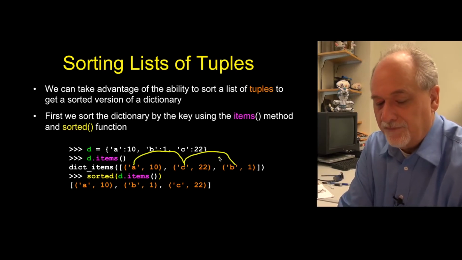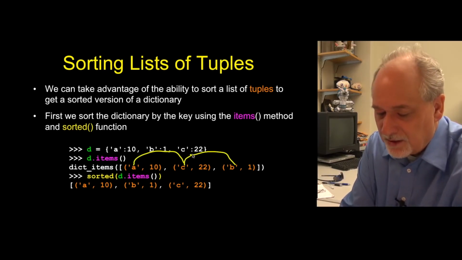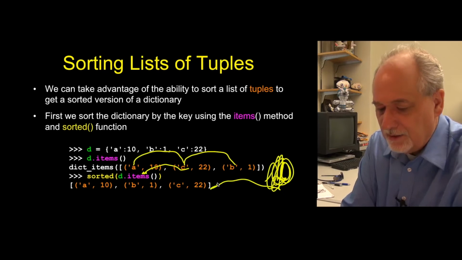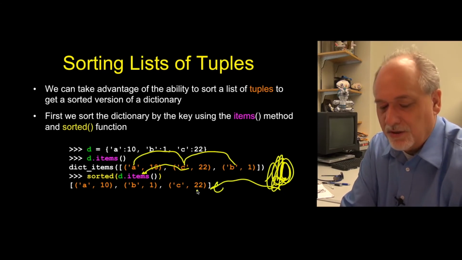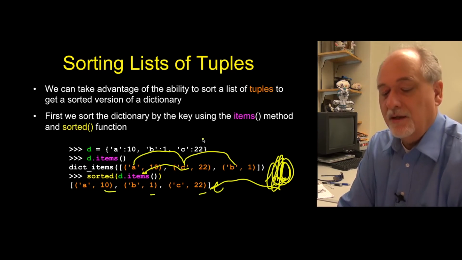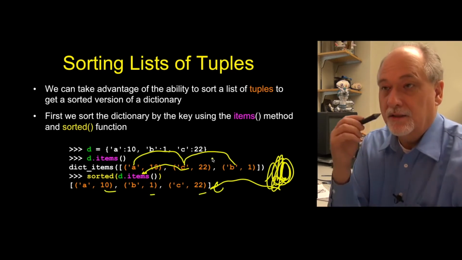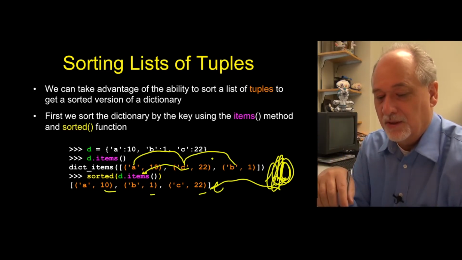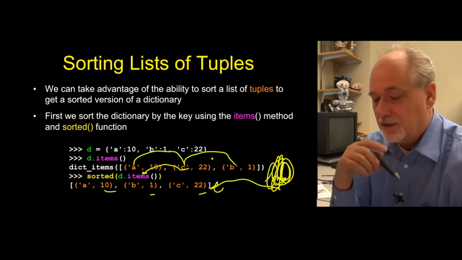So if we say sorted of D items, we're passing this stuff into sorted. Sorted is going to move stuff around and then give us back a sorted version, sorted in ascending order based on key, without looking at the value. And so that's a way to see dictionaries sorted by key: just say sorted of D dot items. Sorted is a function, and so it just fixes stuff.